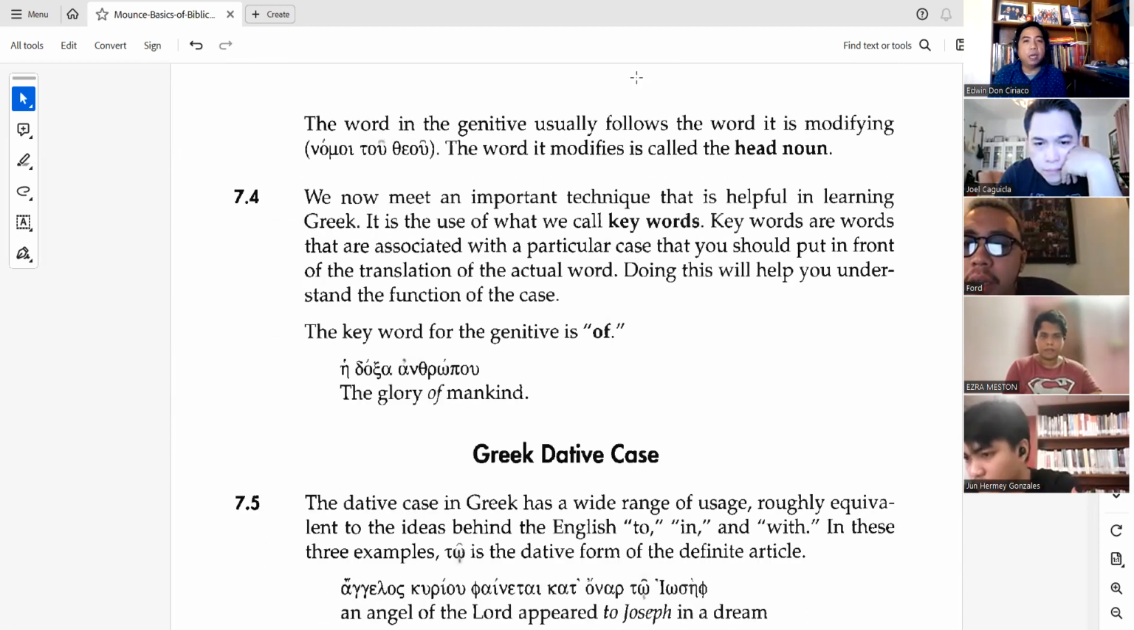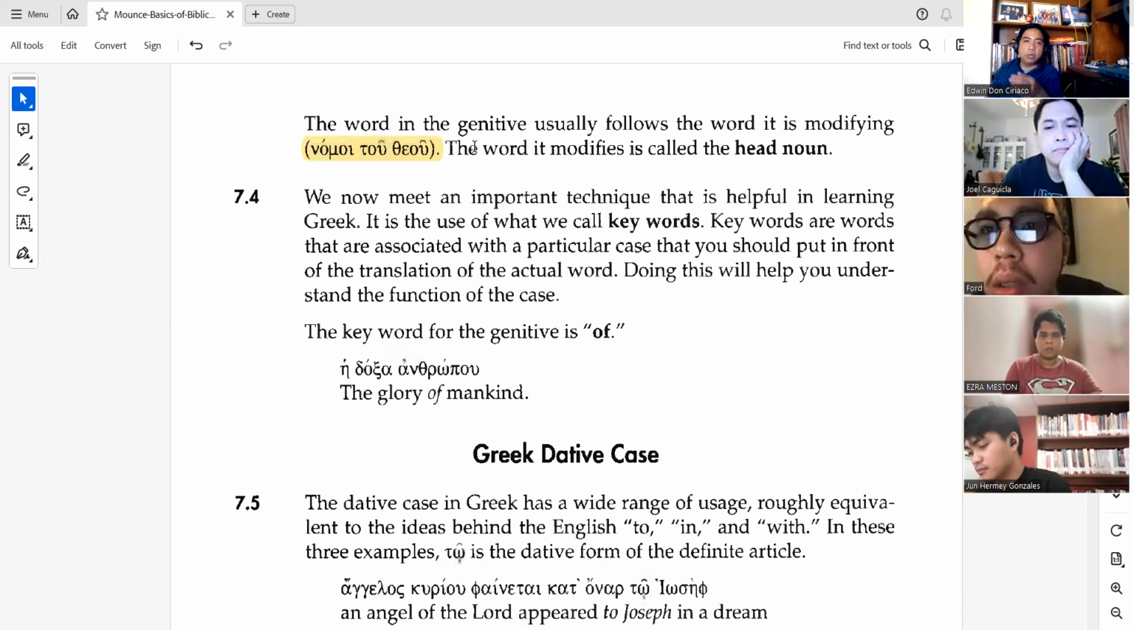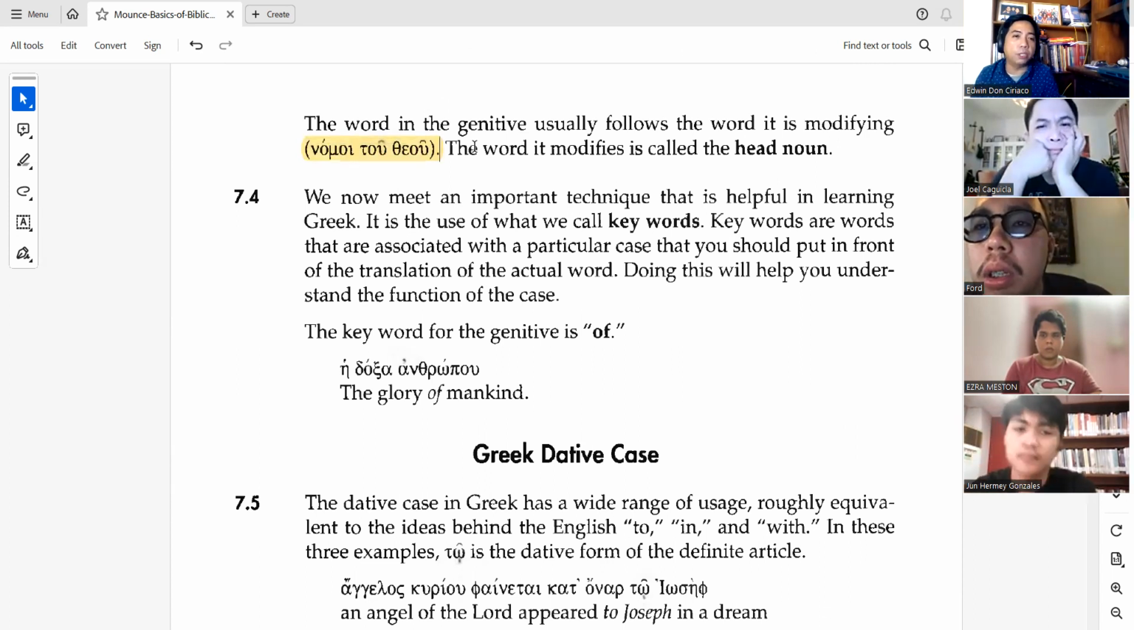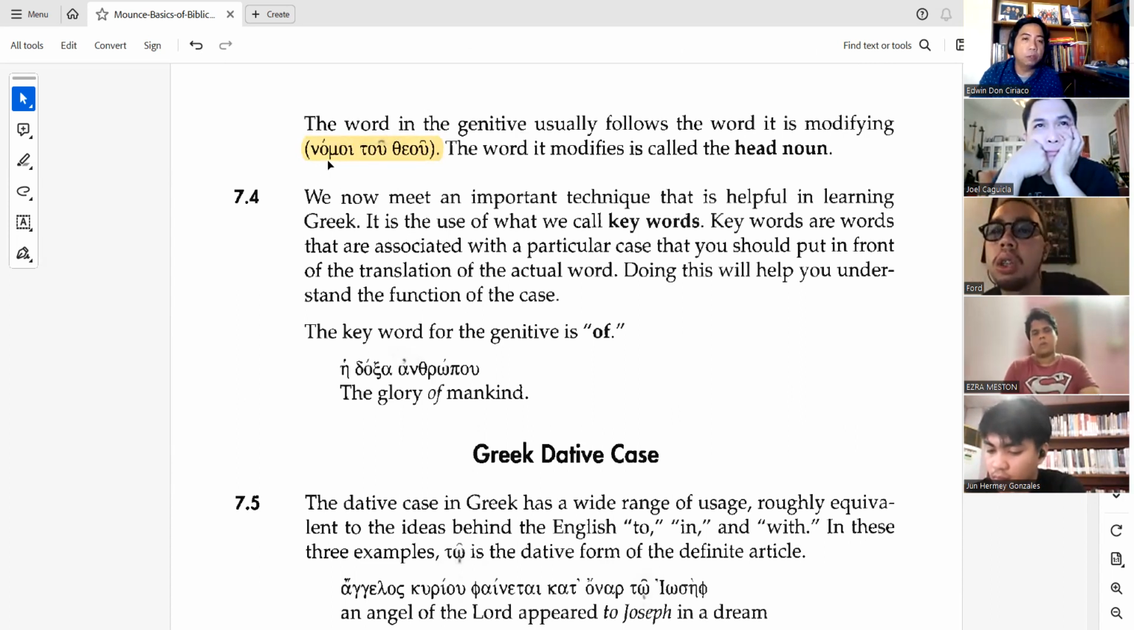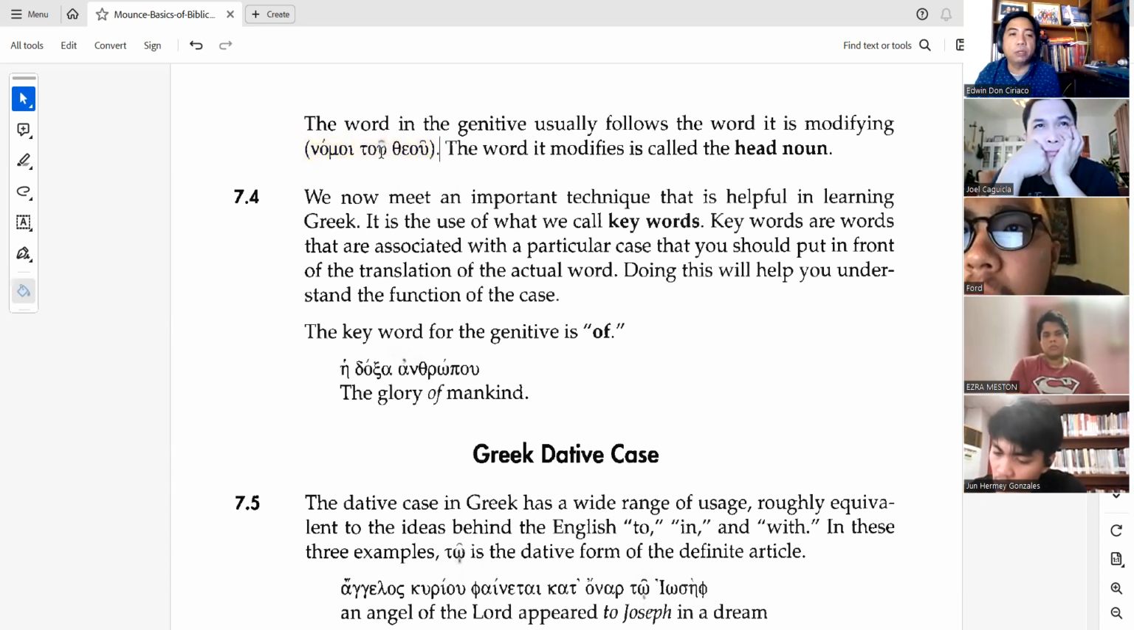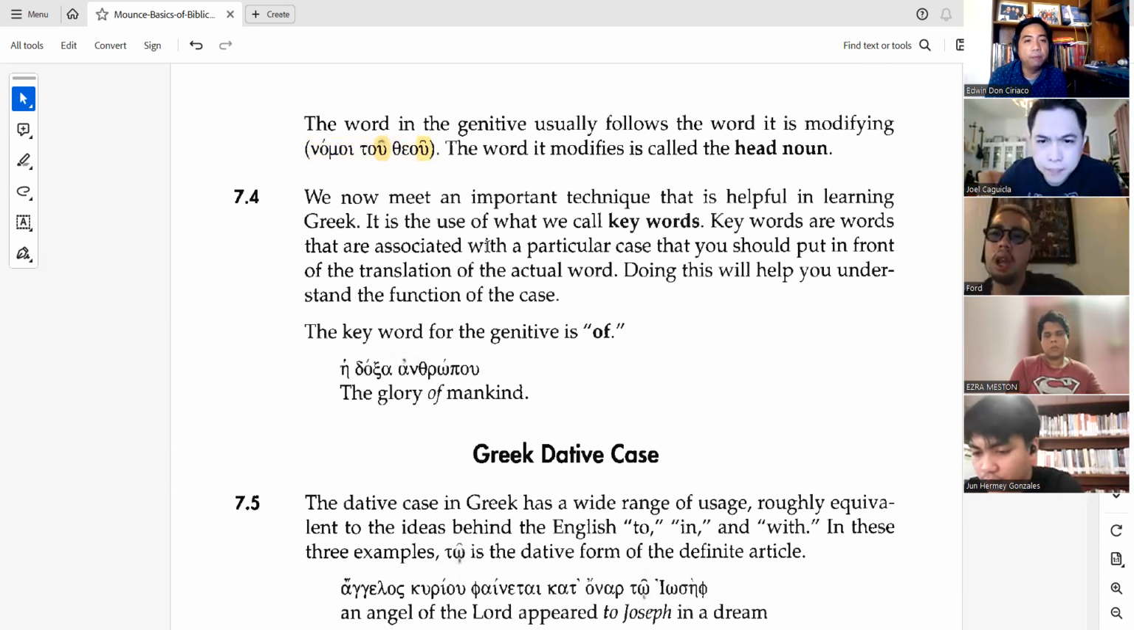So now, this is an example of the genitive case. So nomoi, this is law. Nomos is law, but this is plural form, nominative plural. It becomes nomoi. Nomoi tuteo. So tuteo, you are being now introduced to new endings. Okay, this is the ending for the genitive singular. Genitive singular. Tuteo.